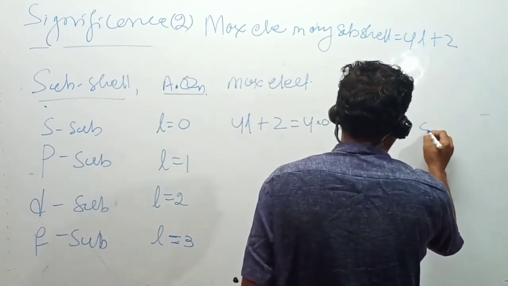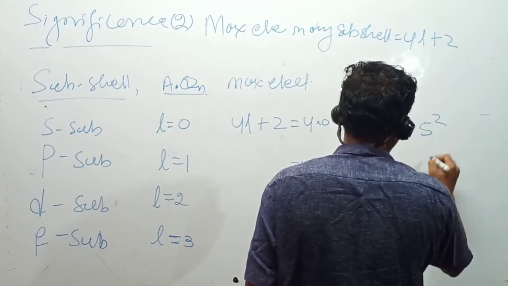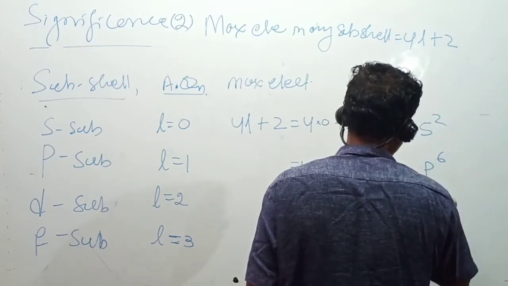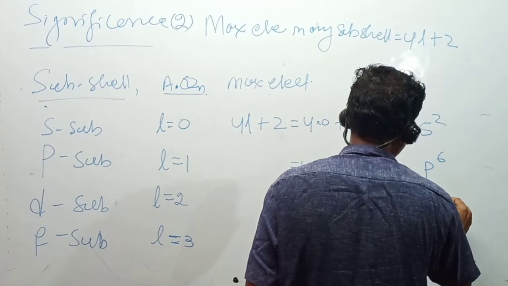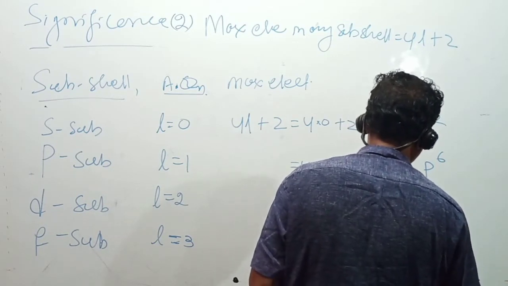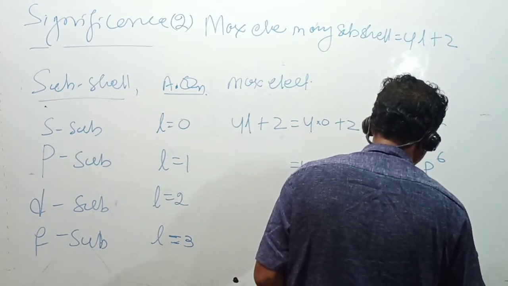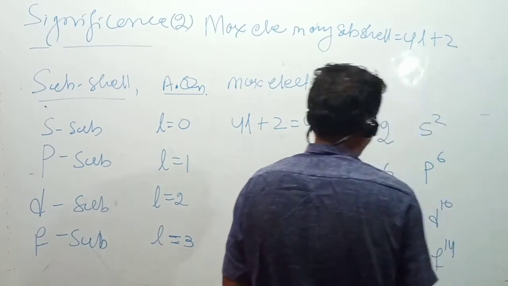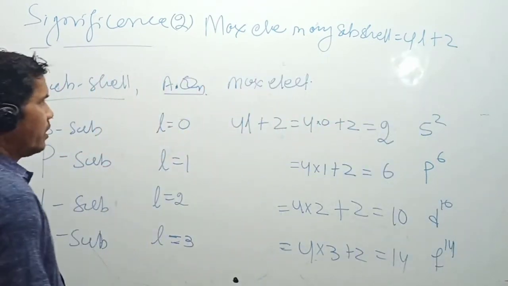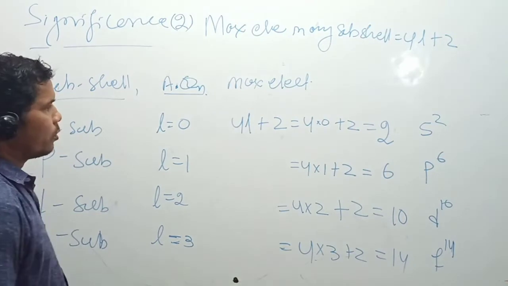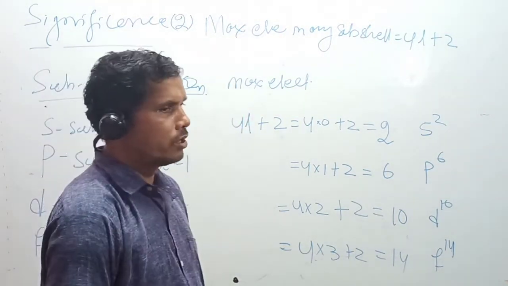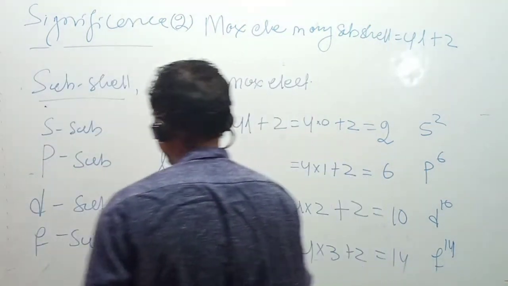So s subcell can accommodate maximum electron 2, p subcell can accommodate maximum electron 6, d subcell can accommodate maximum electron 10, f subcell can accommodate maximum electron 14 and so on. So by knowing the azimuthal quantum number, we can calculate the maximum electron present in any subcell.